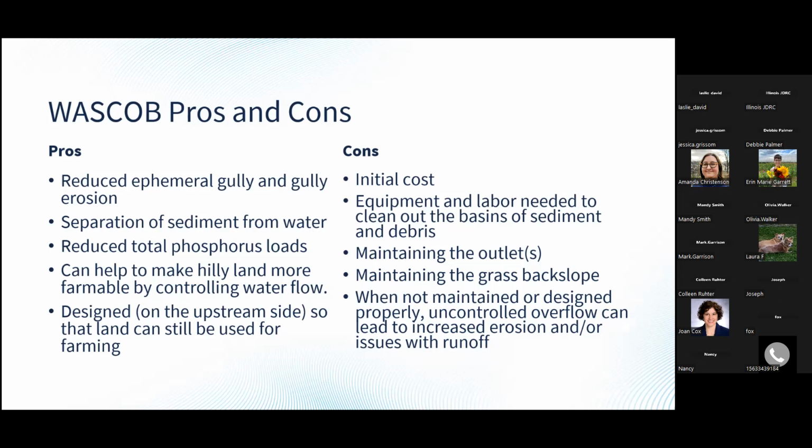Some cons can include that initial cost of installation, the equipment and labor needed to clean out the basins of sediment and debris, maintaining the outlet, and maintaining the grass backslope. And then if not maintained or designed properly, uncontrolled overflow can lead to increased erosion and or issues with runoff.